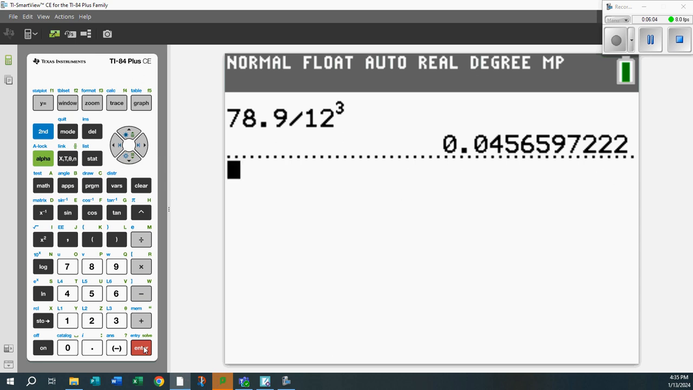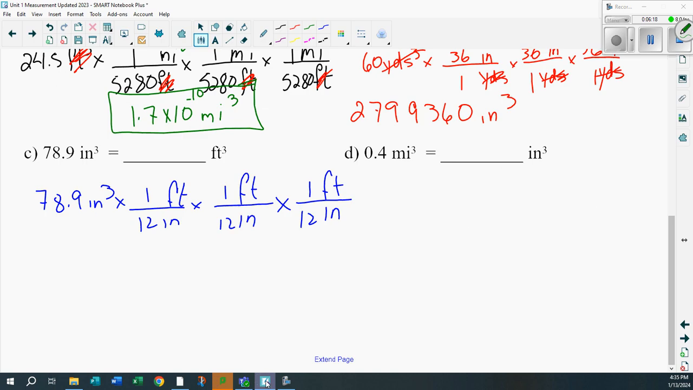You know, honestly, the question will tell you. It'll say to 2 decimal places, to 3 decimal places. I'm going to go to 3 decimal places. Okay, so this is actually going to be 0.046. Good? Good.